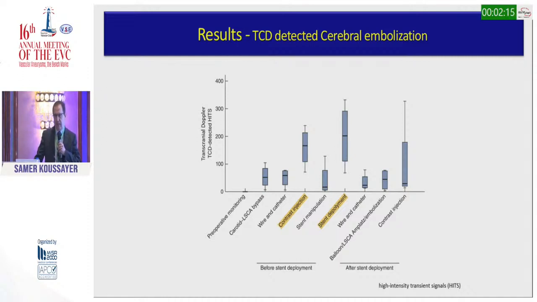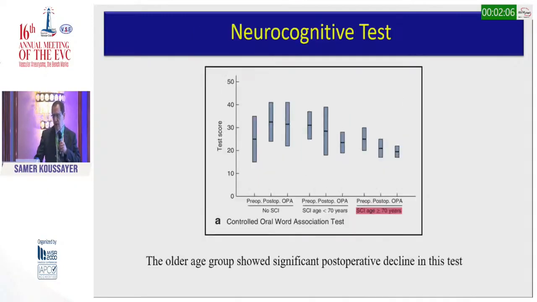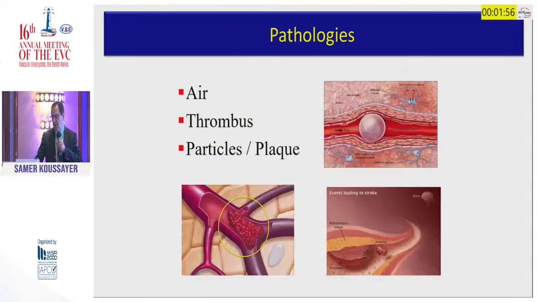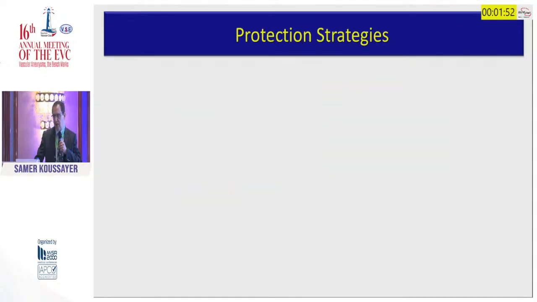the patient gets embolization in every step of the procedure. But the majority of the embolization happened during contrast injection and stent deployment. Also, they noticed that the older age group had a significant decline in their neurocognitive tests, so they do worse than younger people. The pathology could be air, thrombus, or particles from the aortic arch.